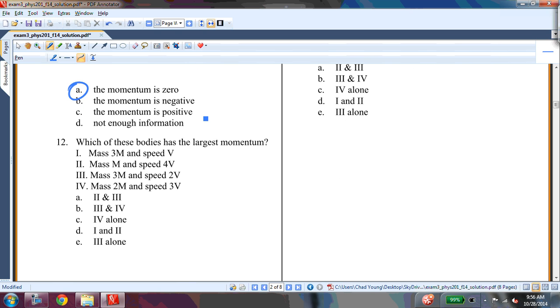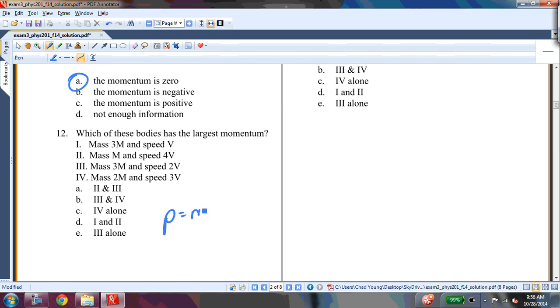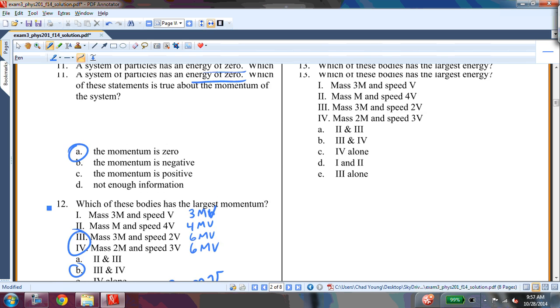Which of these bodies has the largest momentum? Well, p is equal to m times v. So I'm just going to multiply the coefficients. So I'd have a 3, multiply both, 3mv, 4mv, 6mv, and 6mv. Right, that means that 3 and 4 both have the same momentum and the largest.